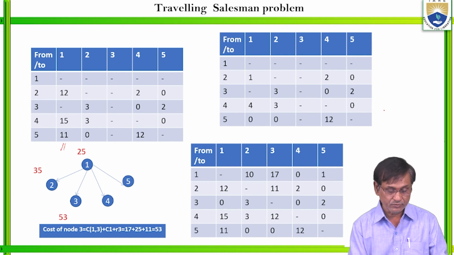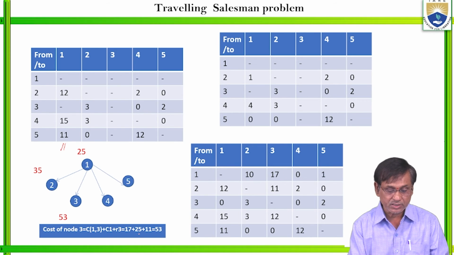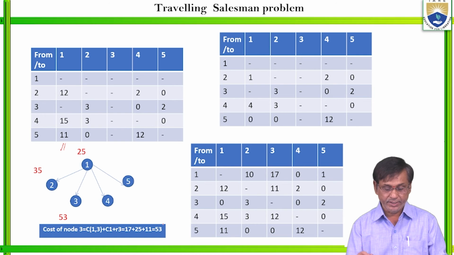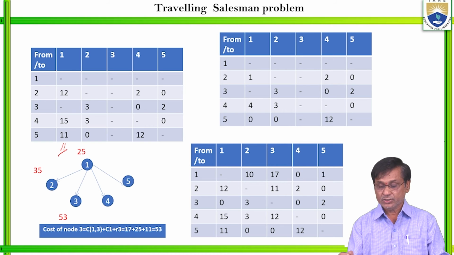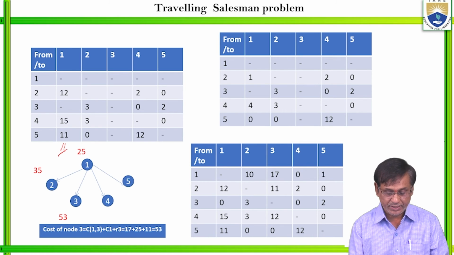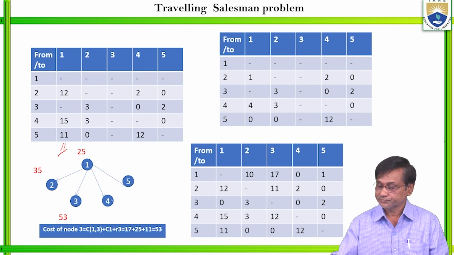Now find out the cost of node 3. The cost of node 3 is equal to C of 1 to 3. 1 to 3 is 17. The cost of the node 1 is equal to 25, the reduction value is 11, and the total value is 53. 17 is corresponding to 1 to 3, 25 is corresponding to the cost of the node 1, and R3 is the reduced value, which is 11. So the total cost of the node 3 is 53. After calculating this, next we have to find out the cost of node 4.